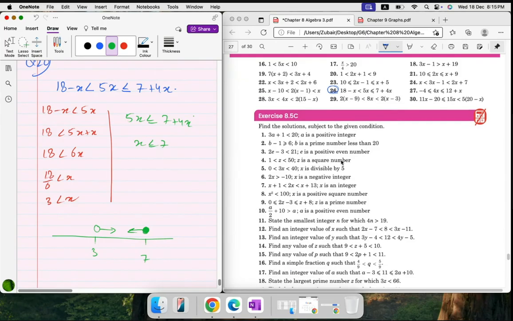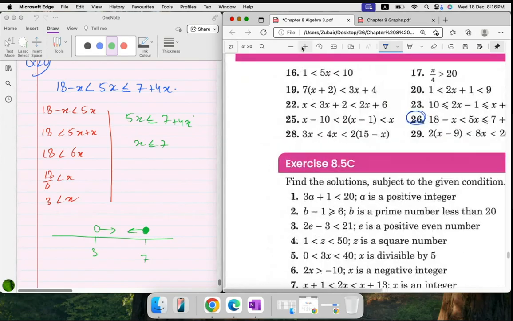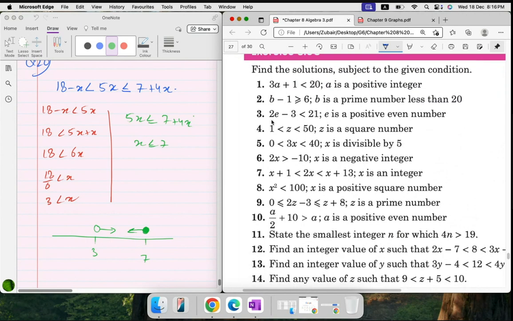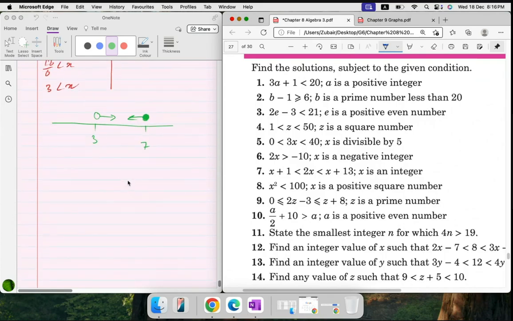Okay. Now let's see what we have in 8.5. Find the solutions subject to the given condition. So these are all again inequalities. 3a plus 1 is less than 20. So if we solve for a, 1 goes on the other side, that's 19. So a is less than 19 by 3. Now 1 goes on the other side, 6 plus 1 is 7. So b is greater than and equal to. So, oh, there's more to it. Let me solve it here.